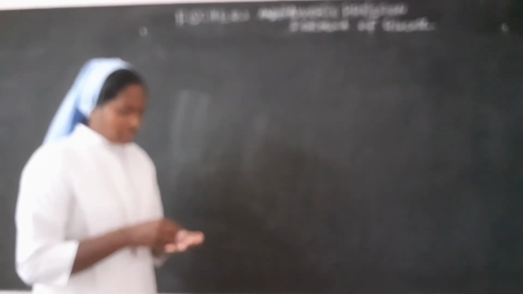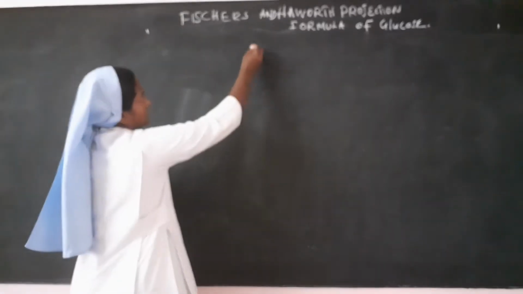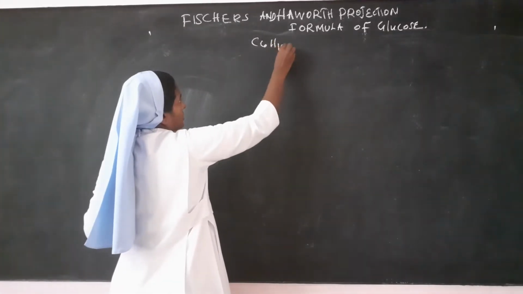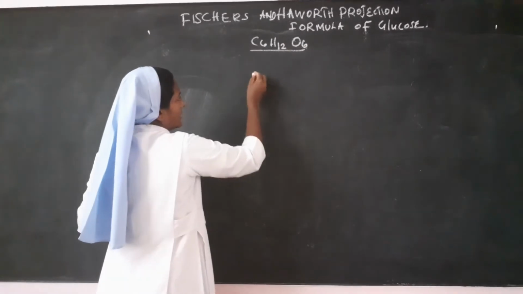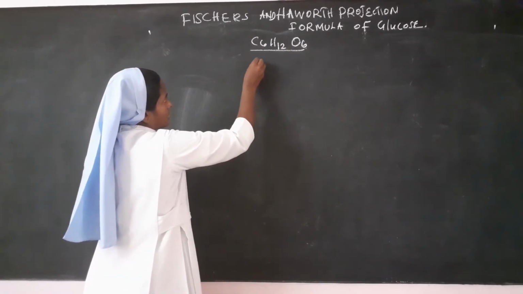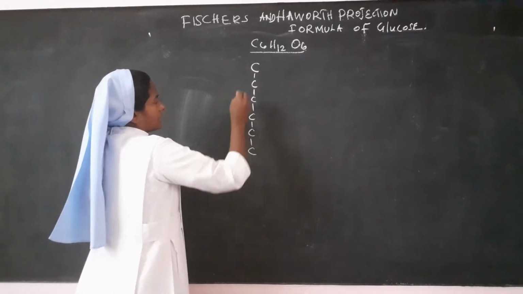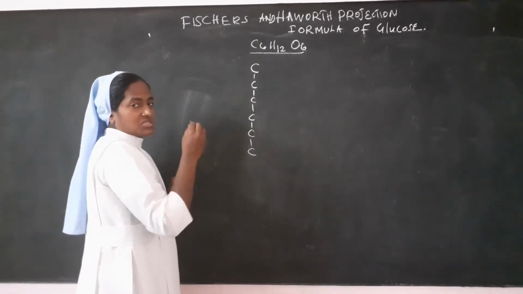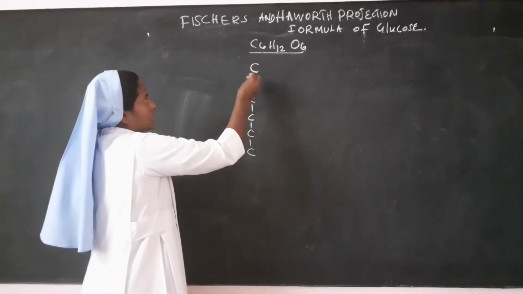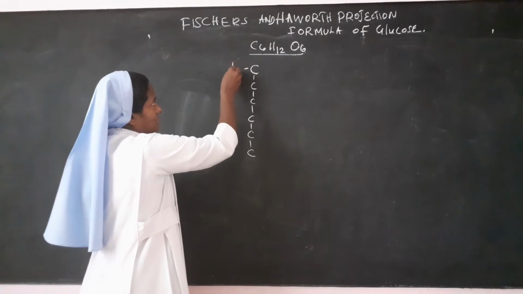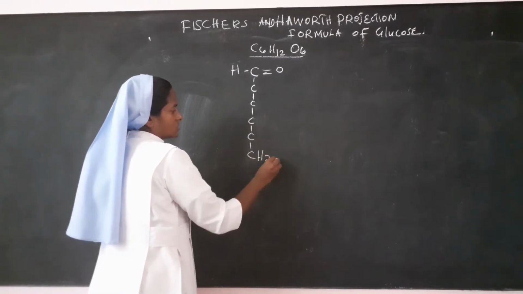Okay, so now we write the open structure of glucose. The general formula of glucose is C6H12O6. How do we write the open structure of glucose? With 6 carbons: 1, 2, 3, 4, 5, 6. I told you in the previous class, always remember the first carbon has the aldehyde group CHO. When it is written in the open structure, we write it as CH double bond O. Then the last carbon is CH2OH.